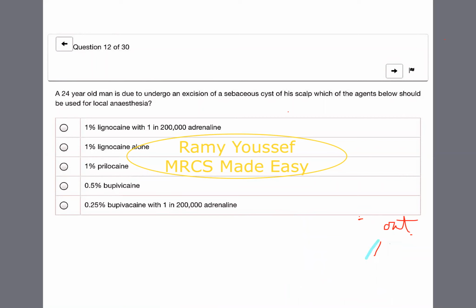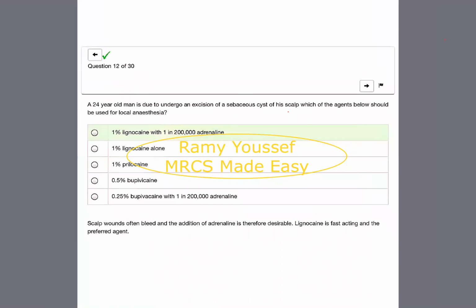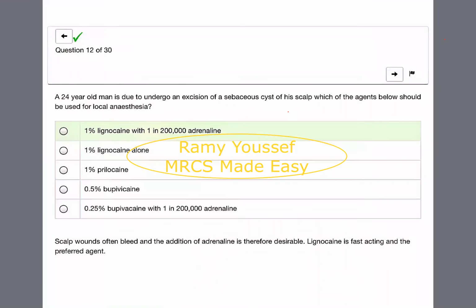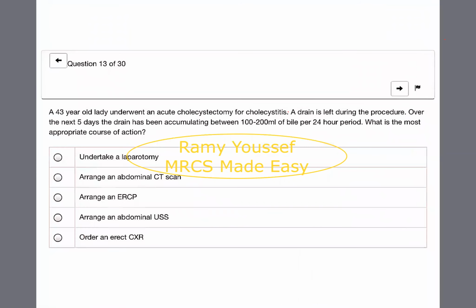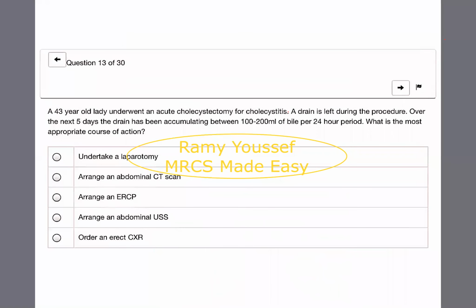Okay, this is the question they will ask you: lignocaine with or without adrenaline. In the scalp, you'll use lignocaine with adrenaline. In the fingers, or extremities, you use lignocaine without adrenaline. There are two advantages of using adrenaline. You can increase the dose: lignocaine would be 7 milligram per kilogram with adrenaline, and only 3 without. And the second thing is it causes vasoconstriction, decreases the bleeding, and increases the time of action. Okay, next question.